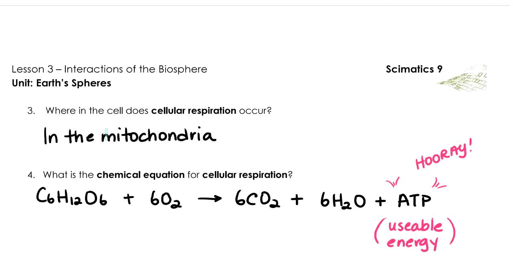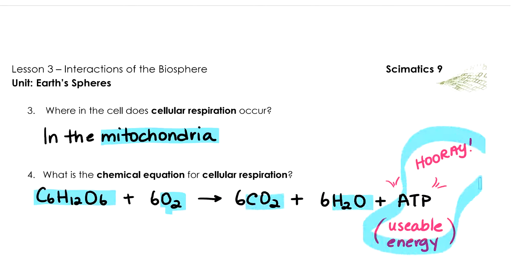Cellular respiration occurs in the mitochondria, an organelle in the cell which is responsible for several important functions. The chemical equation for cellular respiration is like the reverse of that for photosynthesis. It takes the glucose and combines it with oxygen gas to break it down into carbon dioxide and water, and the most important part, usable energy, or ATP.